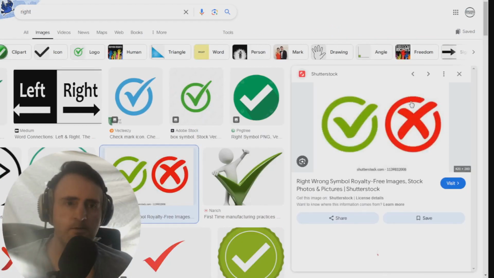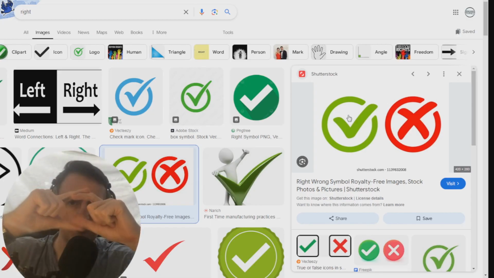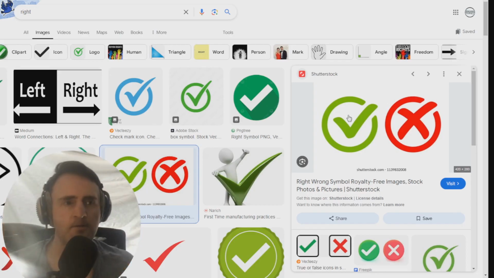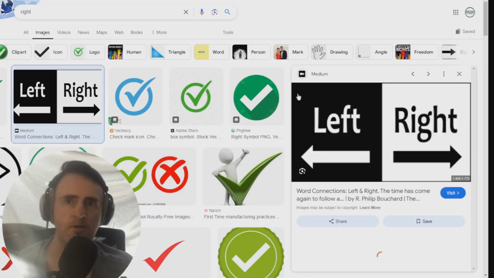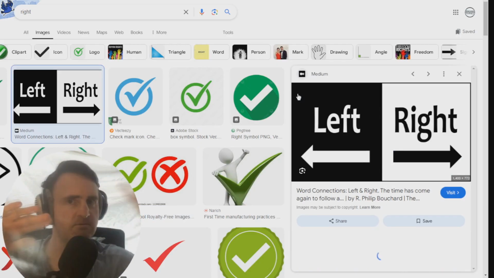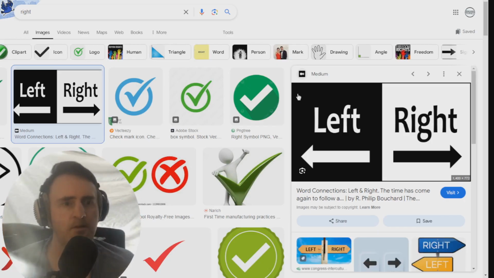Then we have right. And that can mean like this. You know when you have the circle and the cross? That's right, that's wrong. So correct, incorrect. Something is right. And the other one is direction. That's my left hand. It's my right hand. That's the right. Which way is right? Which way is left? Is right the right direction?